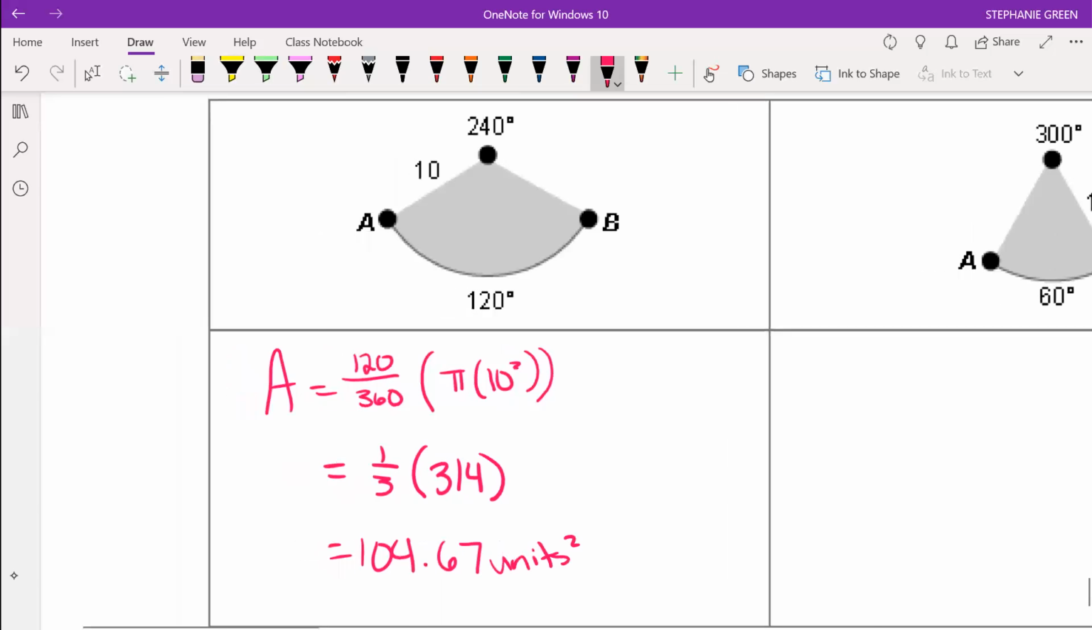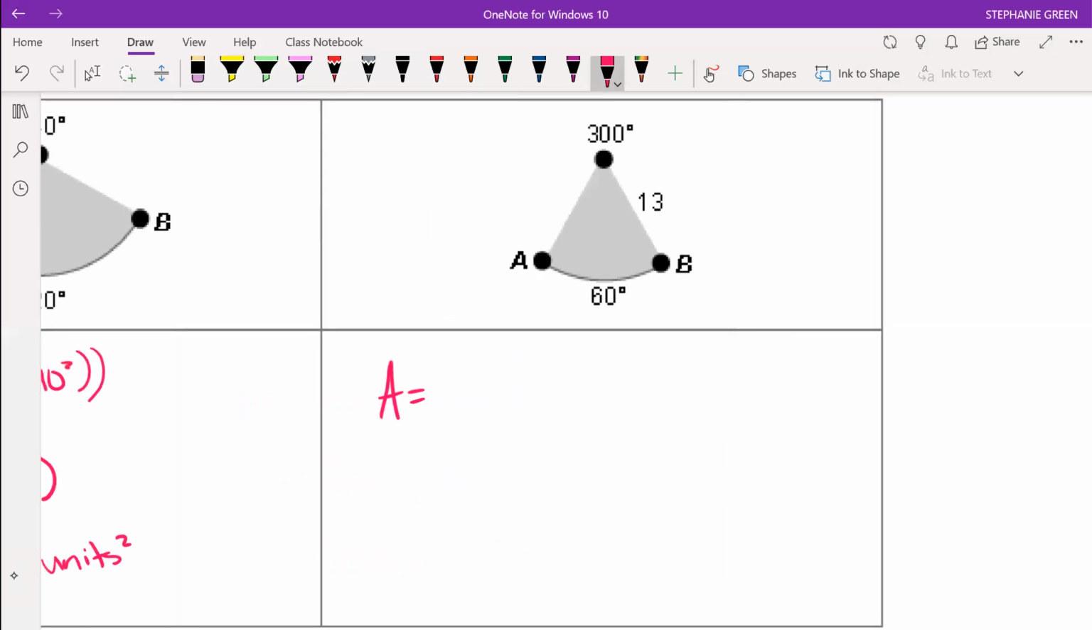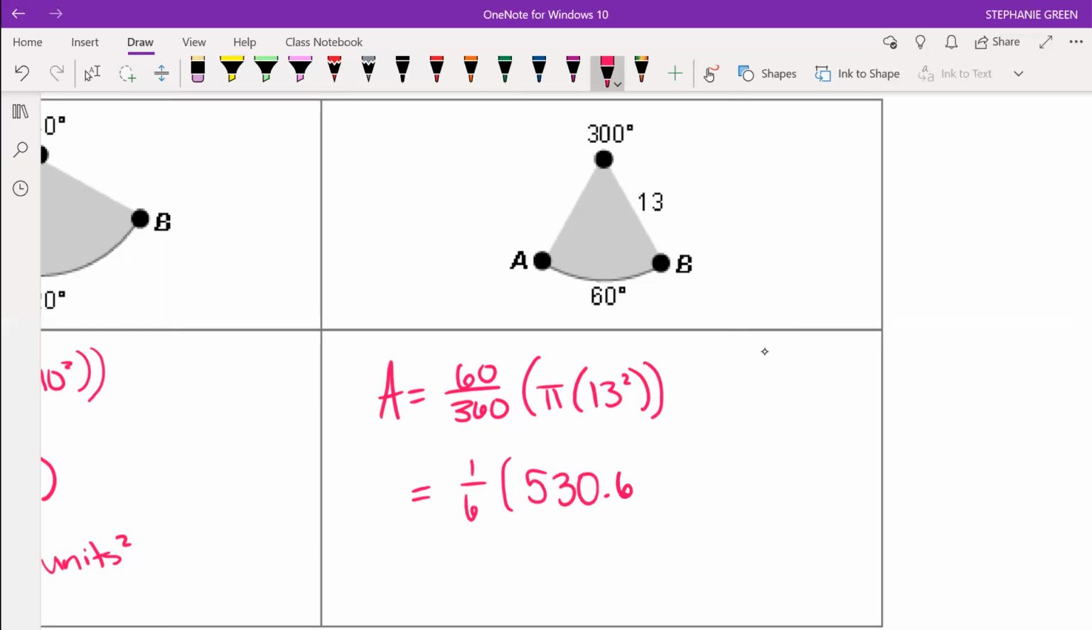Okay, let's look at the next sector. In this case, our central angle is 60 degrees. And our radius is 13. So again, I can leave my fraction as 60 over 360 and I'll get the correct answer, but I happen to know that 60 over 360 simplifies to 1 over 6. And let's just see what the area is. 13 squared times pi. Make sure you square before you multiply by pi. So that ends up being 169 times 3.14, which is 530.66. That's the area of the whole circle. So 1/6 of that, I can multiply that by 1/6 or just divide it by 6, which gives me 88.44 square units.